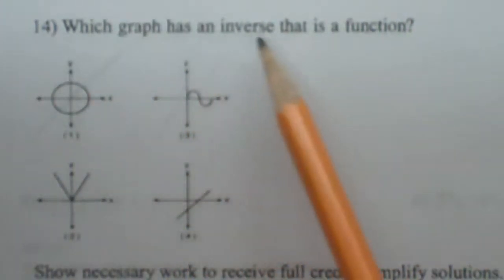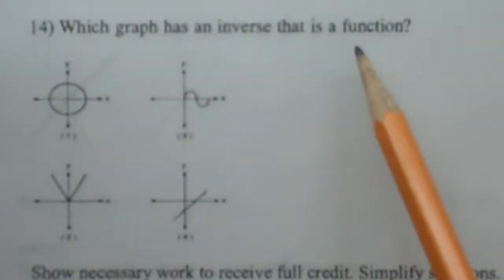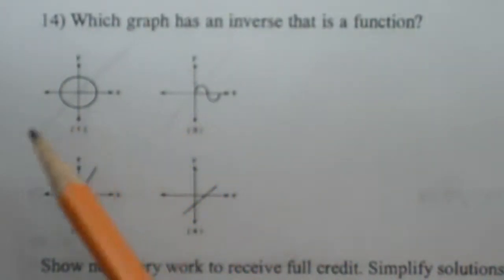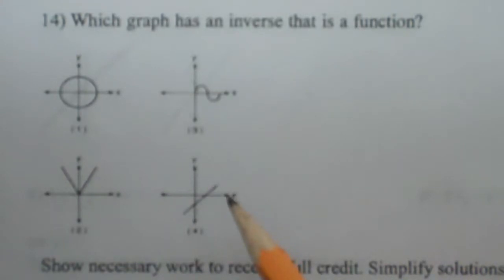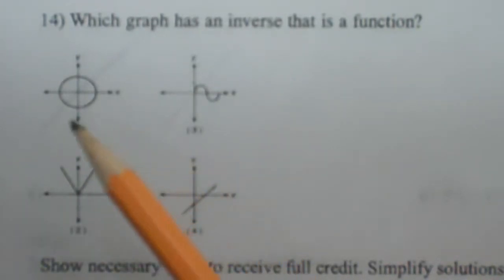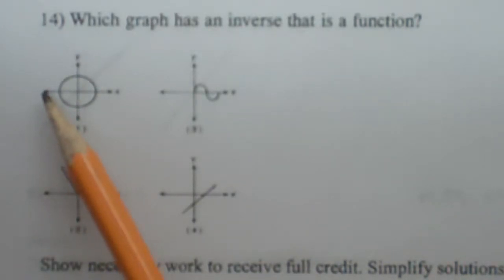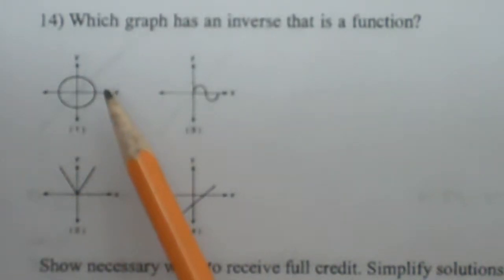We're looking at number 14 from the first semester final exam. So number 14 says, which graph has an inverse that is a function? Okay, and remember that a function only has an inverse if its graph is 1-to-1. If the function is 1-to-1, then the graph will pass the horizontal line test for being 1-to-1.